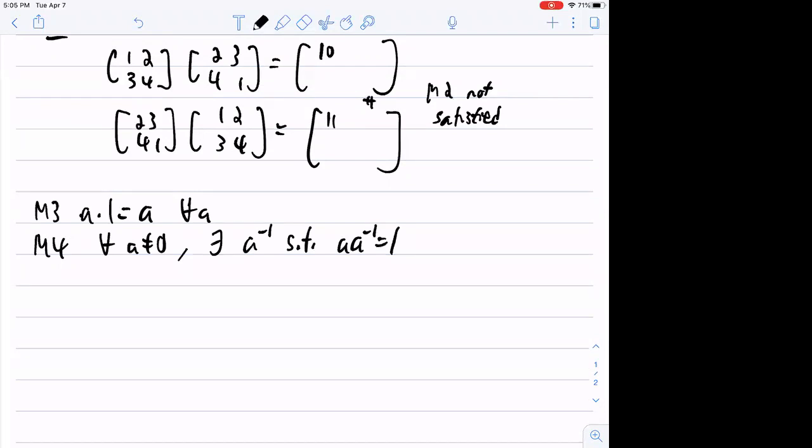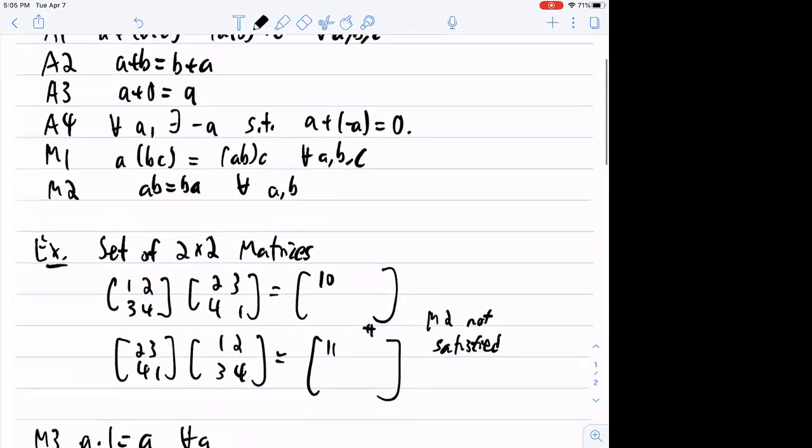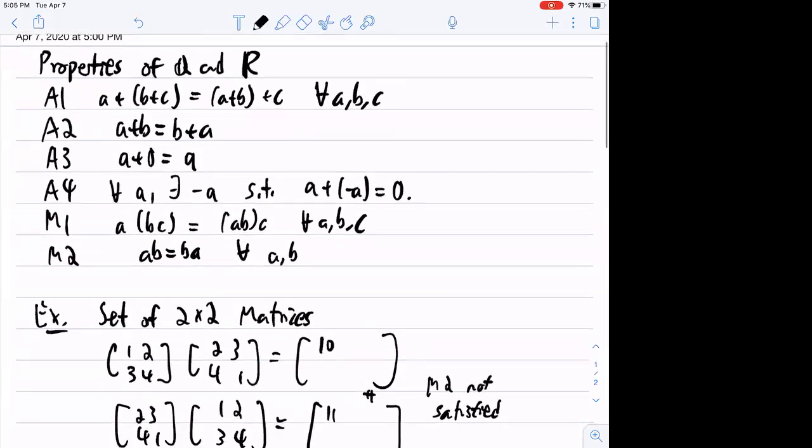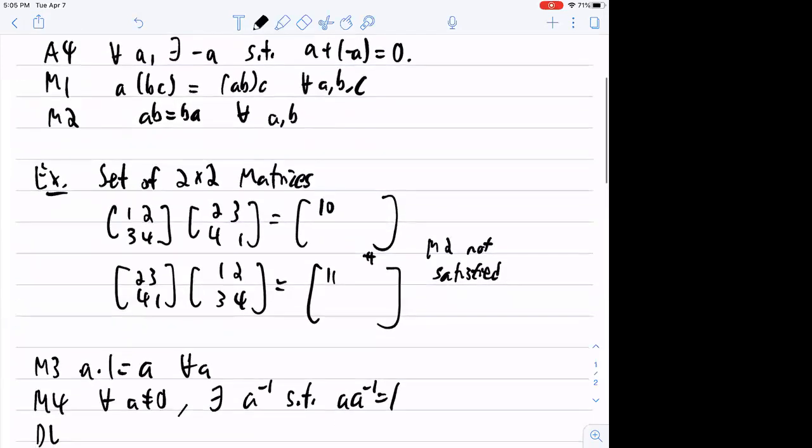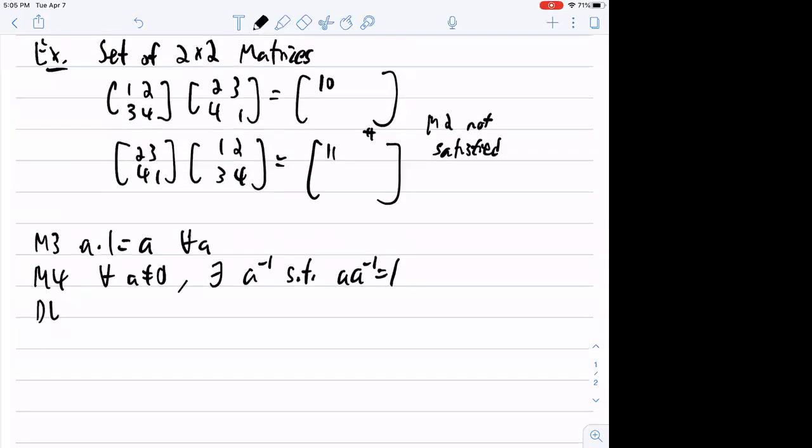And finally, right now I gave you how numbers add and how numbers multiply, right? But there should be a relation between adding and multiplying, and that's called the distributive law. Again, these seem quite obvious, but the distributive law basically relates addition and multiplication.